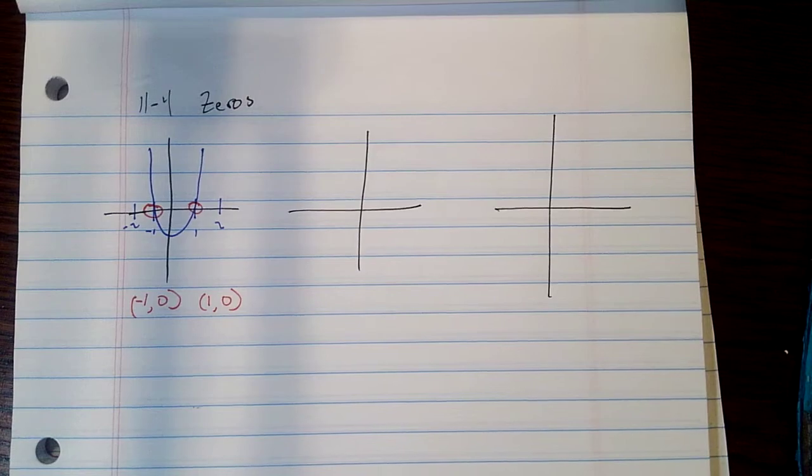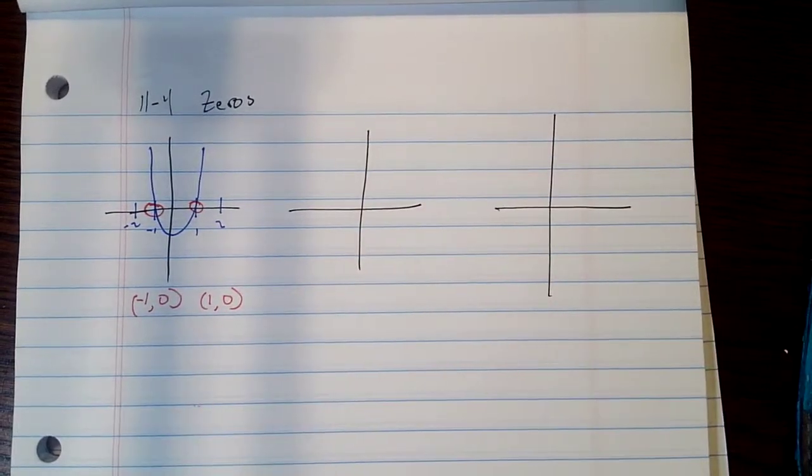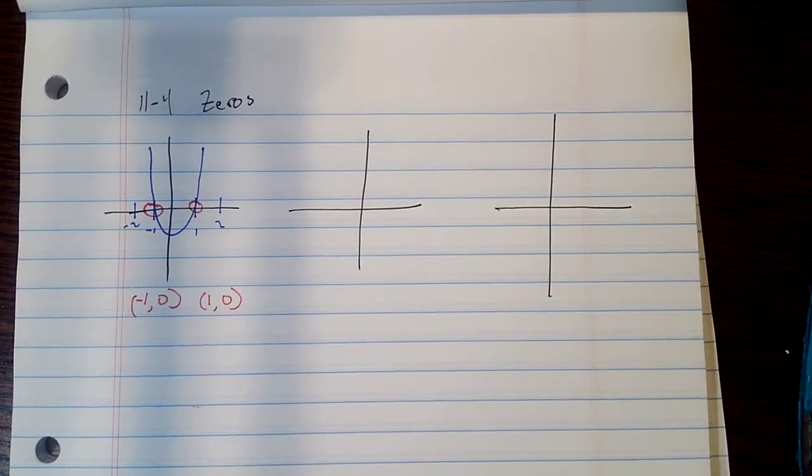So if you look at problem number 1, and it's saying, what are the zeros for this graph? You would just look for the points it crosses or touches the x-axis and write them down. That's all you have to do. Done. Problem number 1. On to number 2.